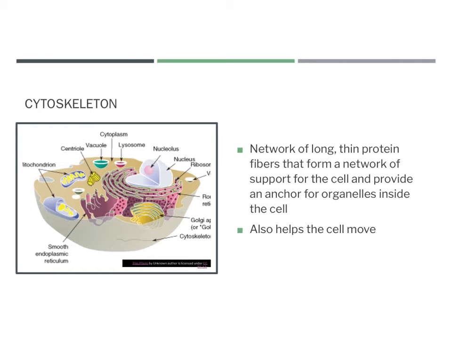And then very similarly related to the cytoplasm is the cytoskeleton. The cell and its organelles are going to be supported by the cytoskeleton. Our formal definition is the network of long, thin protein fibers that form a network of support for the cell, and they provide anchors for organelles. But think of the word skeleton. Your skeleton, or all the bones in your body, provide you structure and support, and the cytoskeleton provides that for the cell.